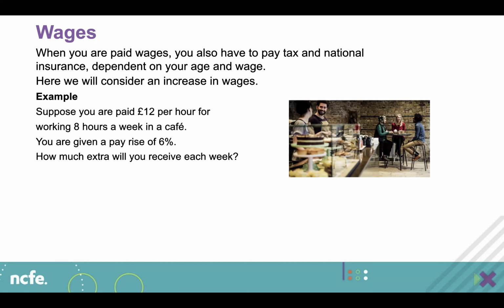So we need to work out the weekly wage, which is 12 times 8. Sorry, this is per week. So you work 8 hours a week, so 12 times 8 equals 96. So you earn £96 per week. You're given a pay rise of 6%.